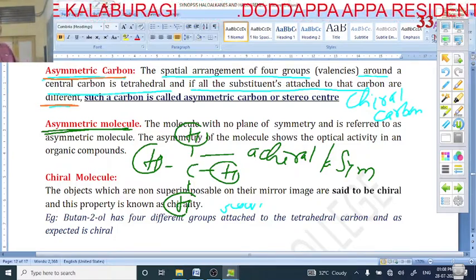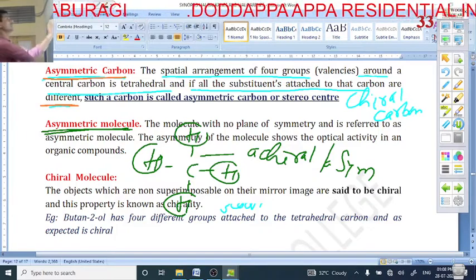The symmetric molecule should obtain a plane of symmetry. So what does asymmetric mean?